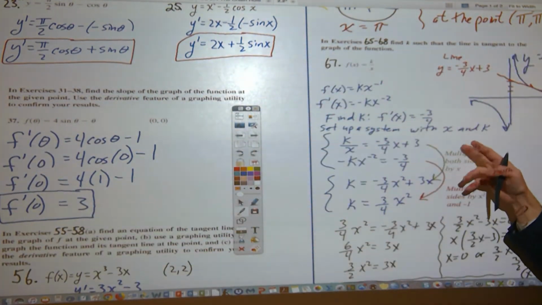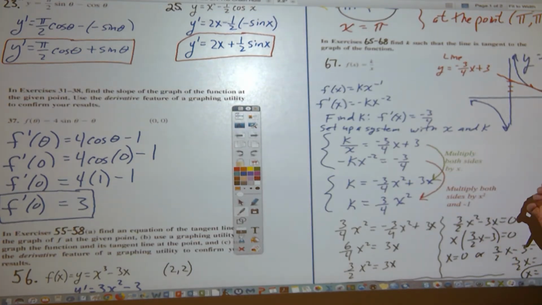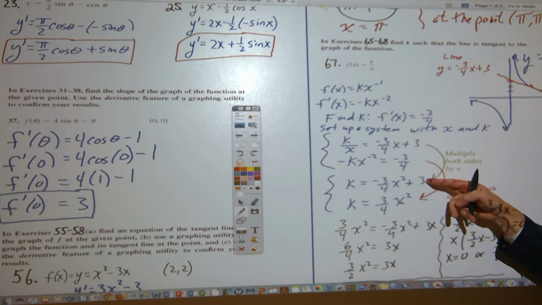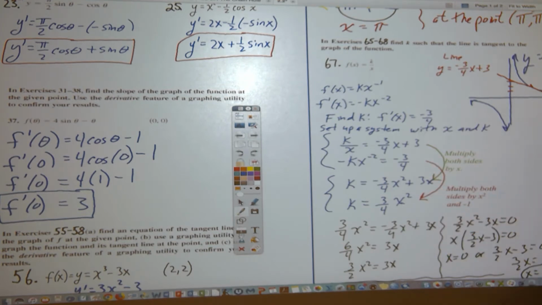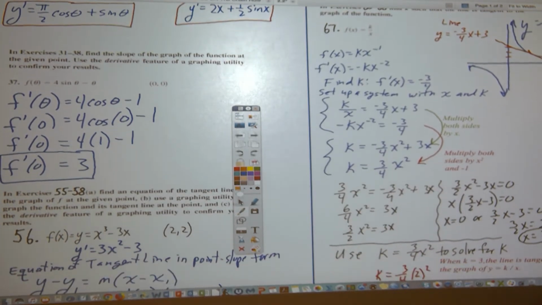Now I have to use substitution or some method to solve for k and x. So I solve the first equation for k, I multiply the second equation for k, and then set them equal to each other. Well, once I set them equal to each other, I've eliminated k, and I'm solving for x. It's like, okay, I haven't found k yet, but I do know the x-coordinate of the point of tangency is 2.